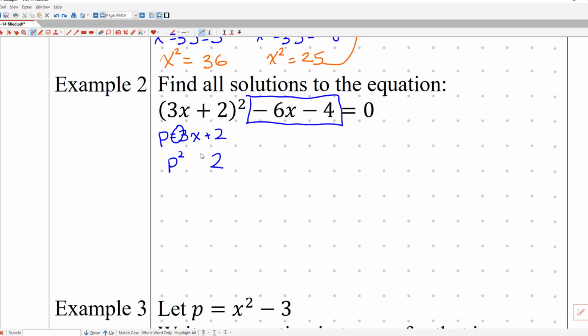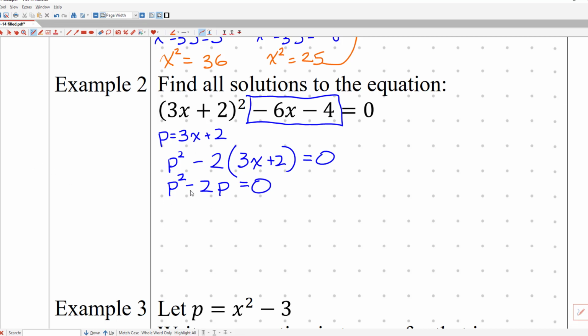So I'm going to factor out a negative 2. And when I factor out a negative 2, negative 6x divided by negative 2 is just positive 3x. A negative 4 divided by negative 2 is positive 2, so I say plus 2. And now, again, I can say, hey, 3x plus 2, that's just p. And by the way, this is still set equal to 0, so I'm going to come down here on the next line and say p squared minus 2p is equal to 0. And then it's just kind of solving like we did before.